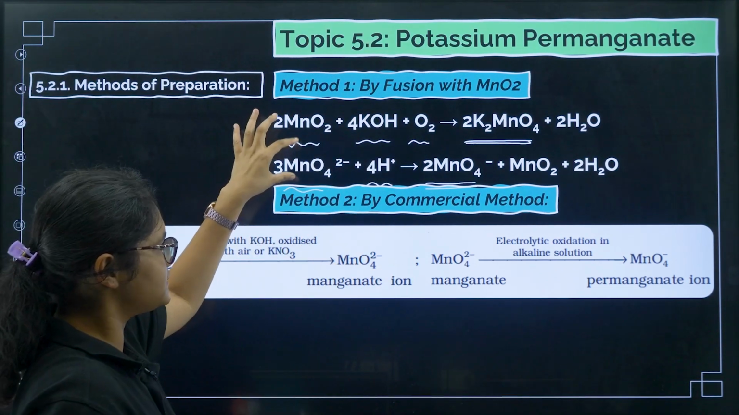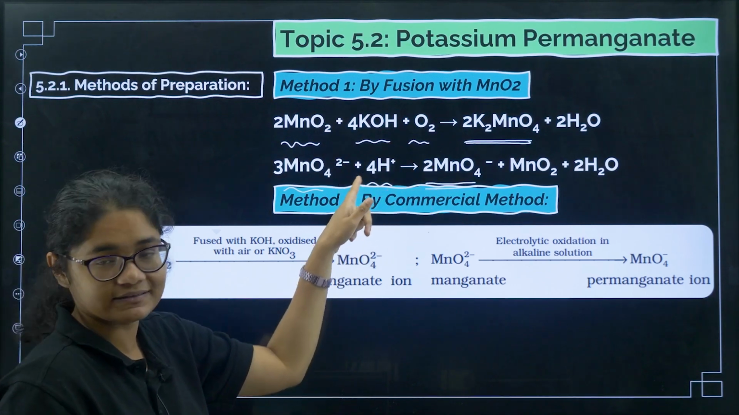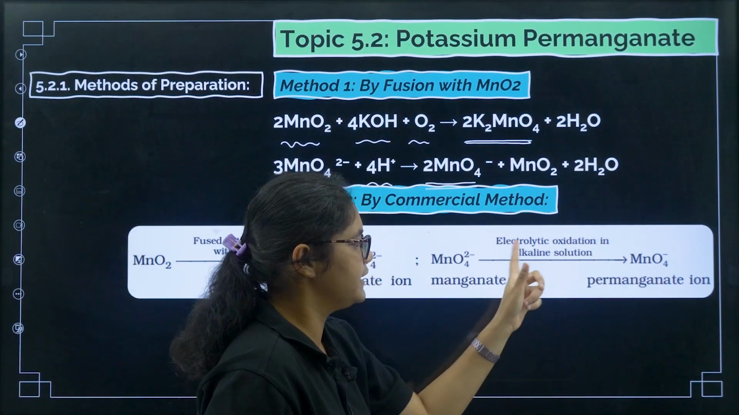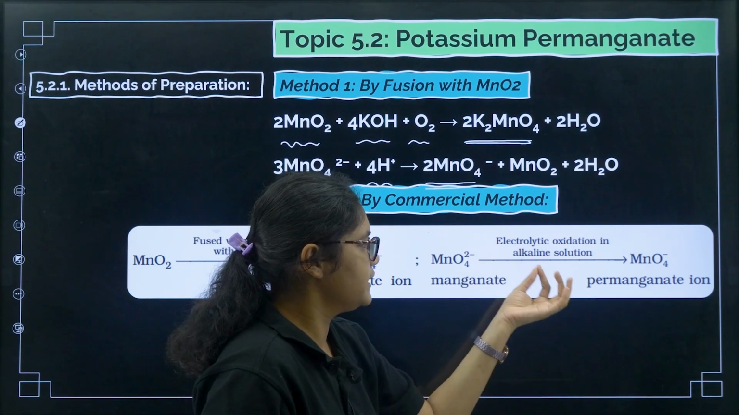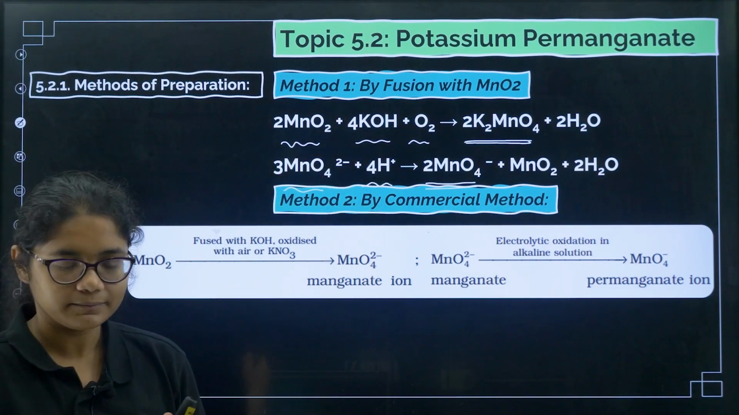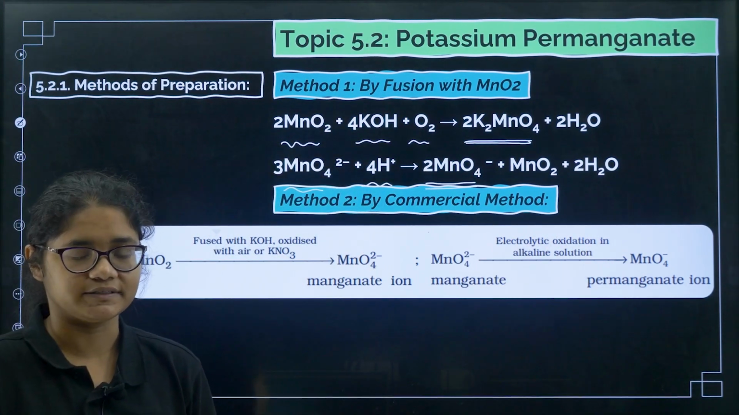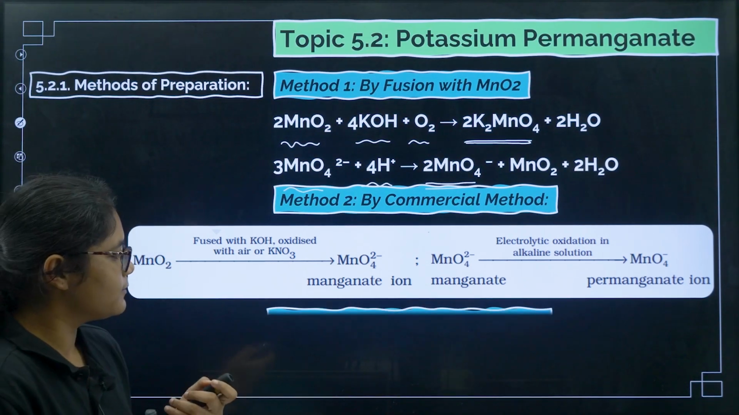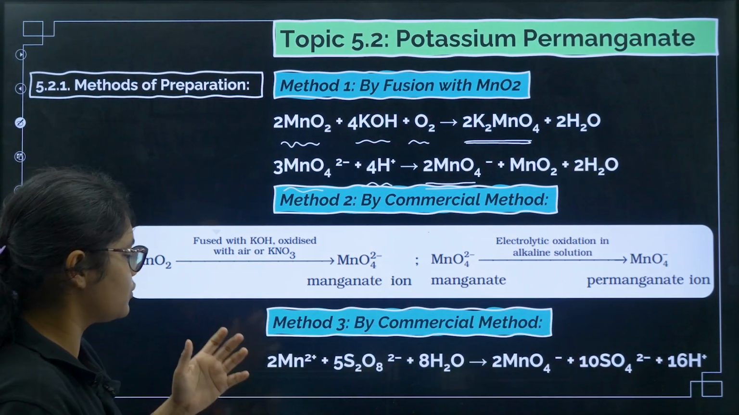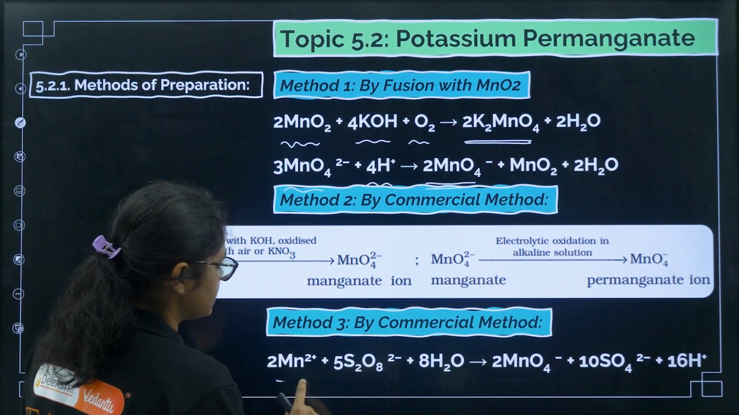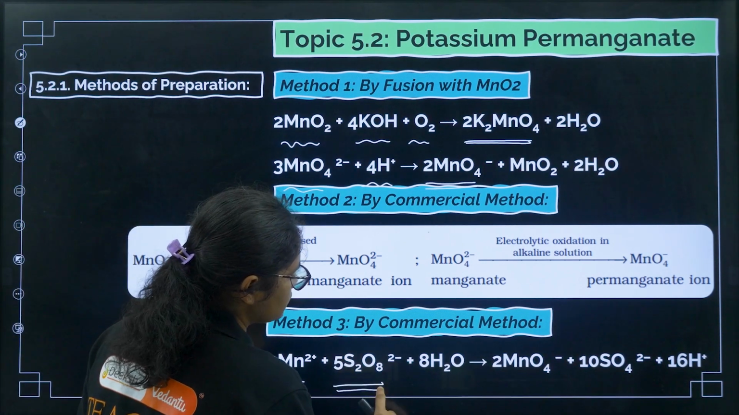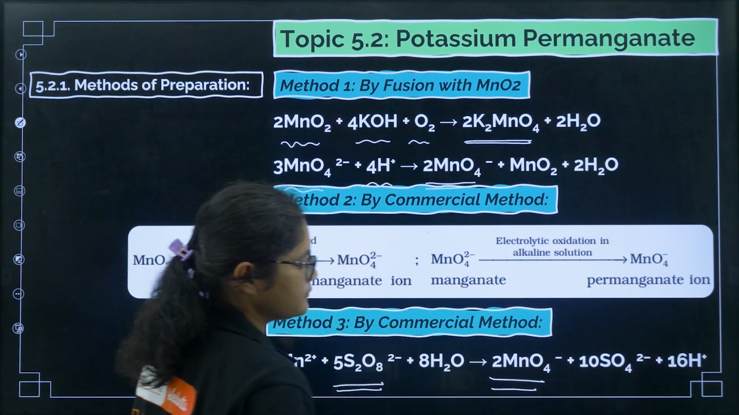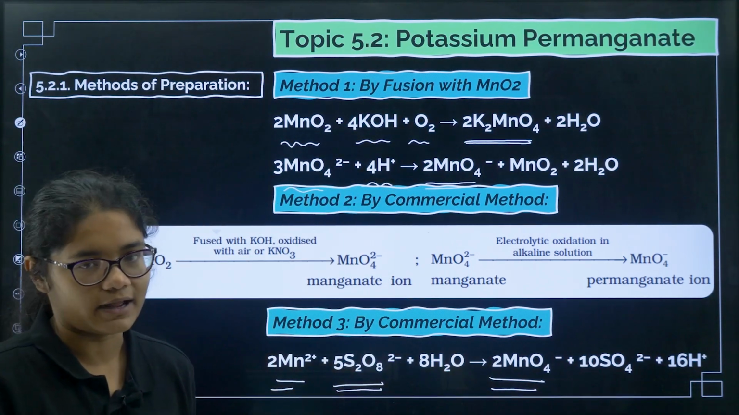Here manganate ions are converted to permanganate in the acidic medium. Here manganate ions are converted to permanganate ions in alkaline medium by using electrolytic oxidation. Using electrolytic oxidation, manganates are converted to permanganate. Now there is one more method, the commercial method. Here again Mn2+ is taken in presence of S2O8 2-. This converts Mn2+ to MnO4-. Again we can get permanganate ions here.